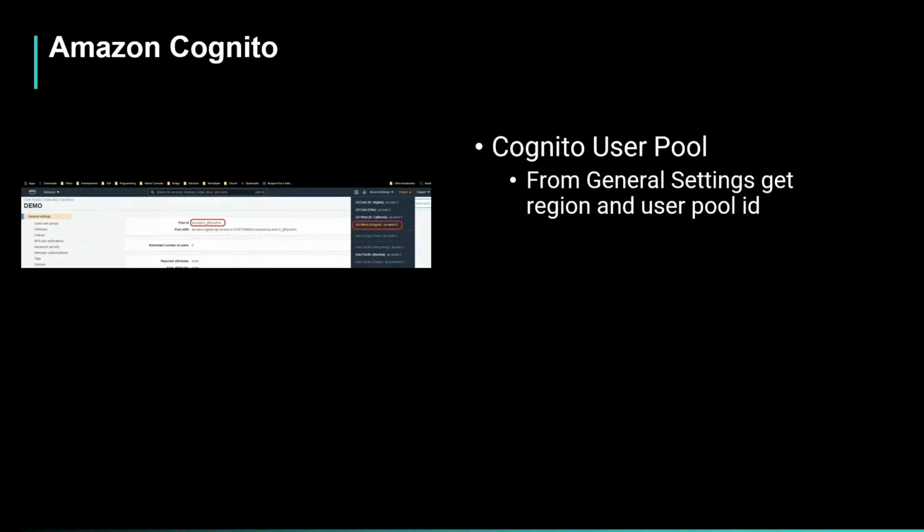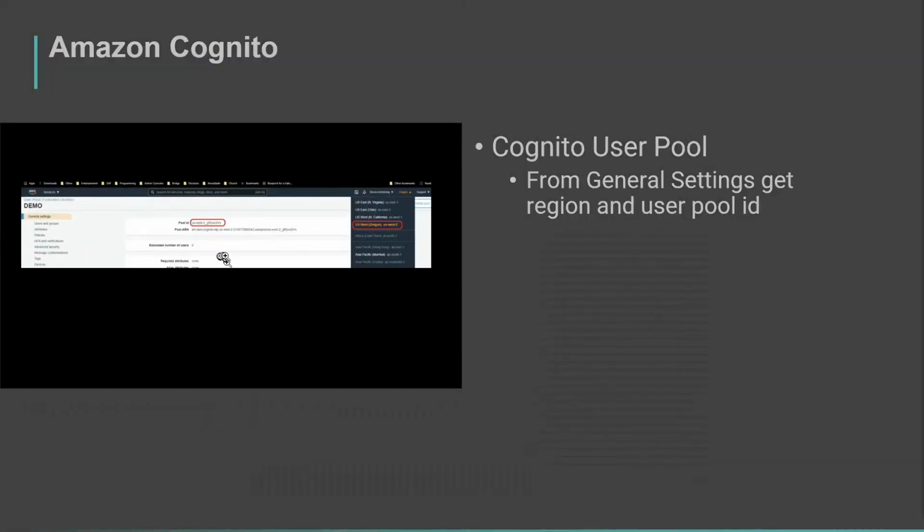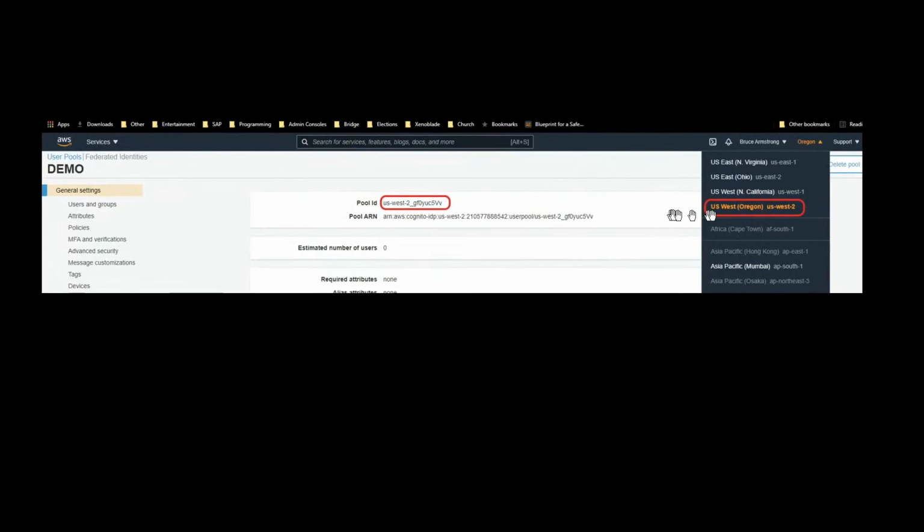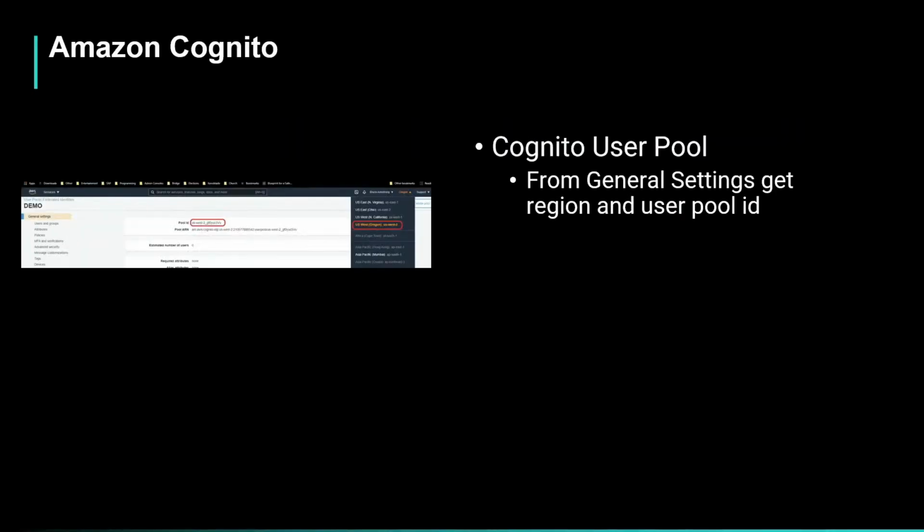And in the general settings, there's a couple more parameters we need. There's a drop down up here that indicates what region we're in. So I'm in US West 2. And there's a pool ID that normally starts off with the region name. So it says US West 2 underscore and a bunch of garbled letters there. That's the pool ID. So we need those two pieces of information as well for the OAuth call. Well, I guess essentially it is an OAuth call, but for the call to Cognito.